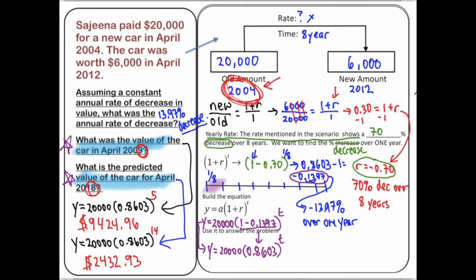Okay, so that's basically the way that we roll for looking at a scenario and finding what we need. In this one, we needed a rate. Sometimes we need an old amount, sometimes we need a new amount, etc. And if it's over a certain amount of years or a certain time period, then we got to go ahead and break it down into a single unit time period to build a brand new equation with. Okay, and so that's how you do that.